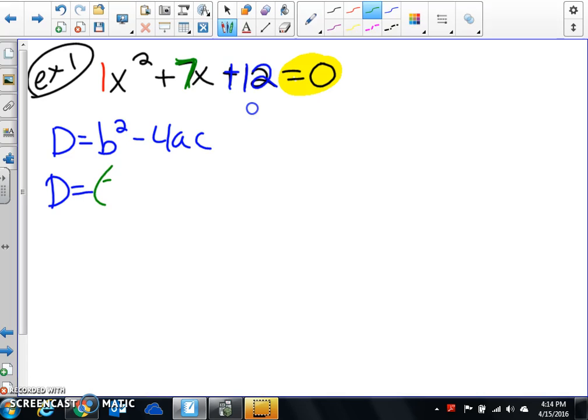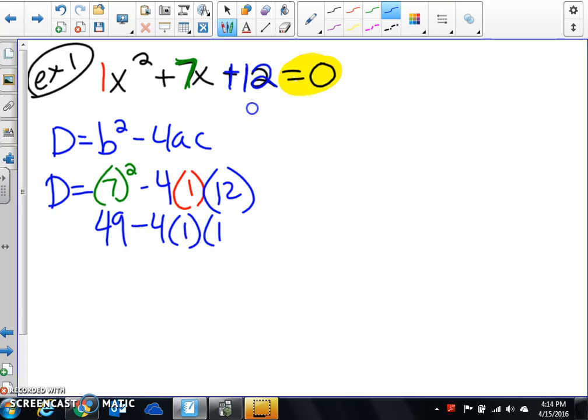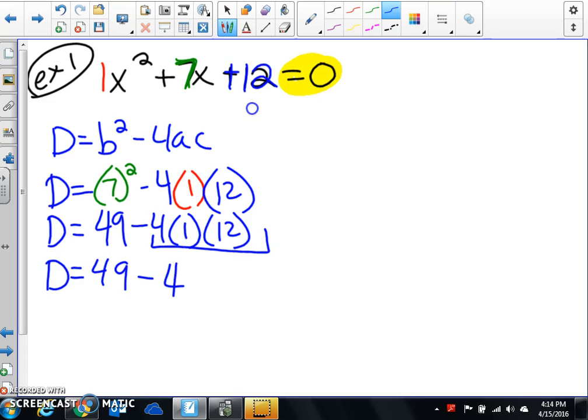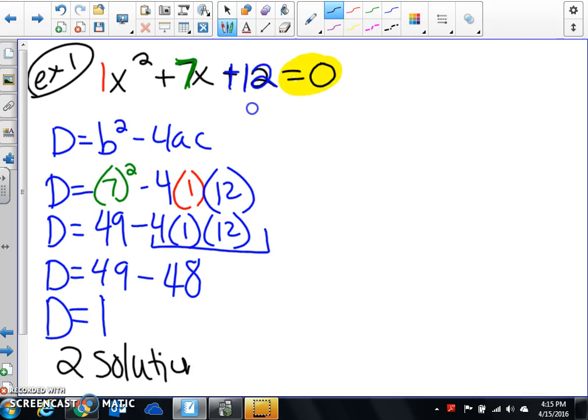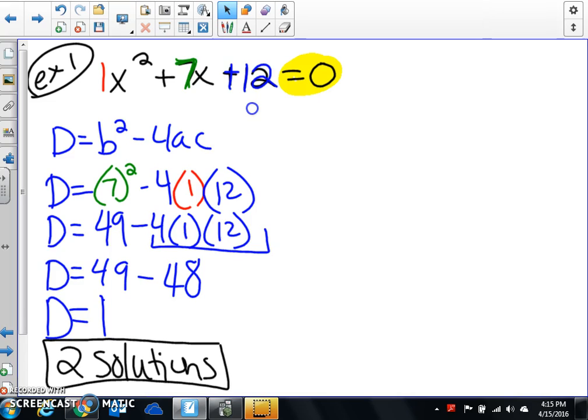So b is 7 squared minus 4, my a is 1, and my c is 12. And now I just, 7 times 7 is 49. 49 minus, I'm going to do this whole thing together. 4 times 1 is 4. 4 times 12 is 48. And then 49 minus 48 is 1. So my discriminant is a positive number. Therefore, I know I'm going to have two solutions. Okay? So let's do it by graphing first, and then we'll go back to factoring.